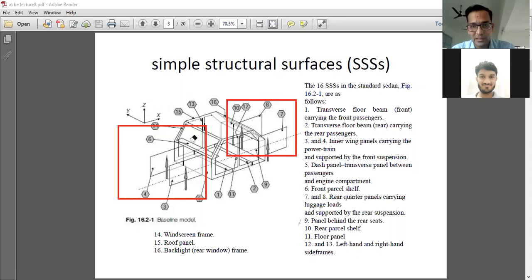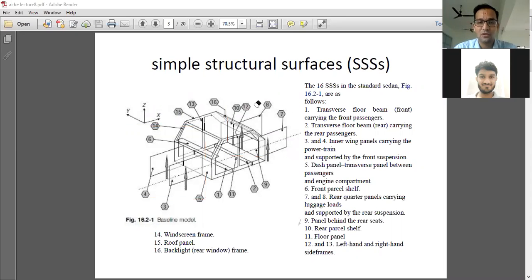You need to understand each and every component and its location, so that whenever you are designing and a name is termed, you will be able to understand this is the name and this is the location of the component we are referring to right now. Then the panel behind the rear seat is also available, as we have seen. What was the fifth component? Dash panel: the transverse panel between the passengers and the powertrain component, an engine compartment you can say. This is the fifth one I am talking about.